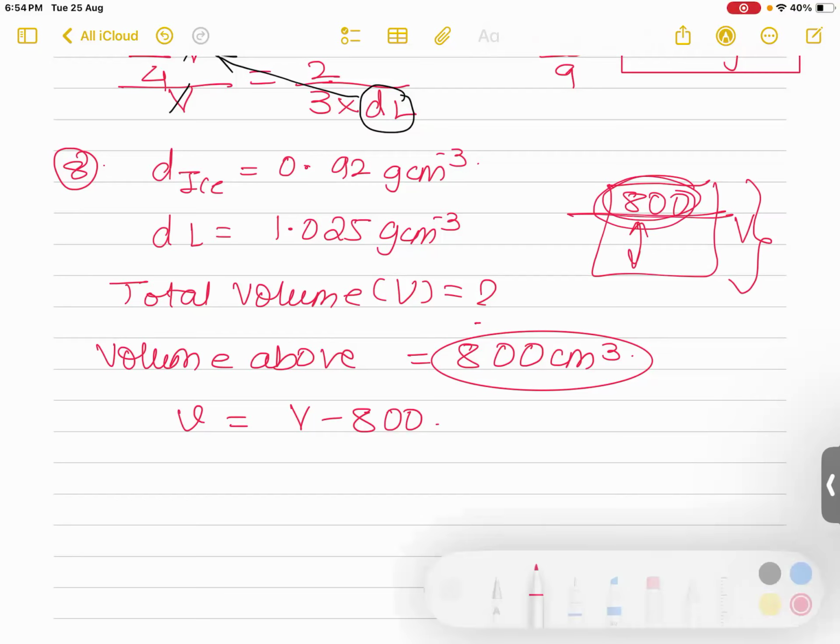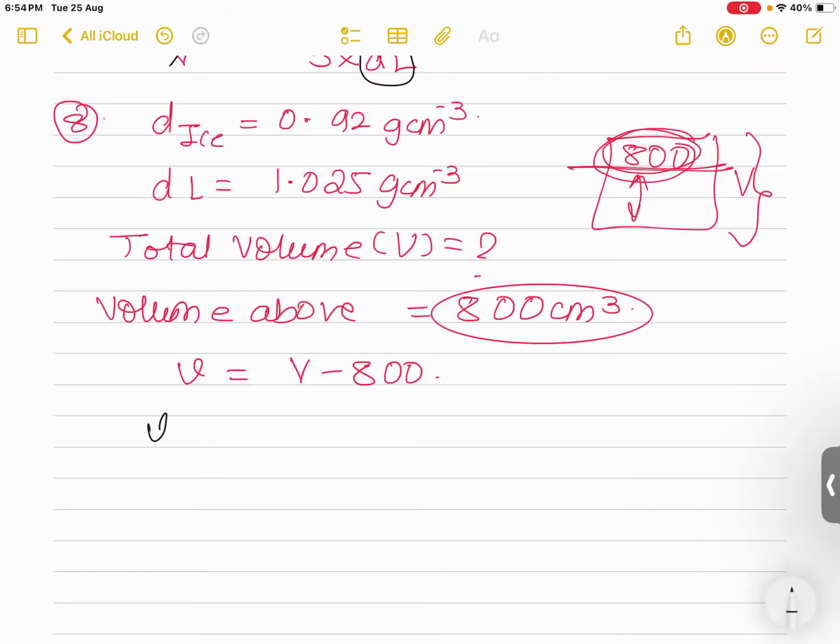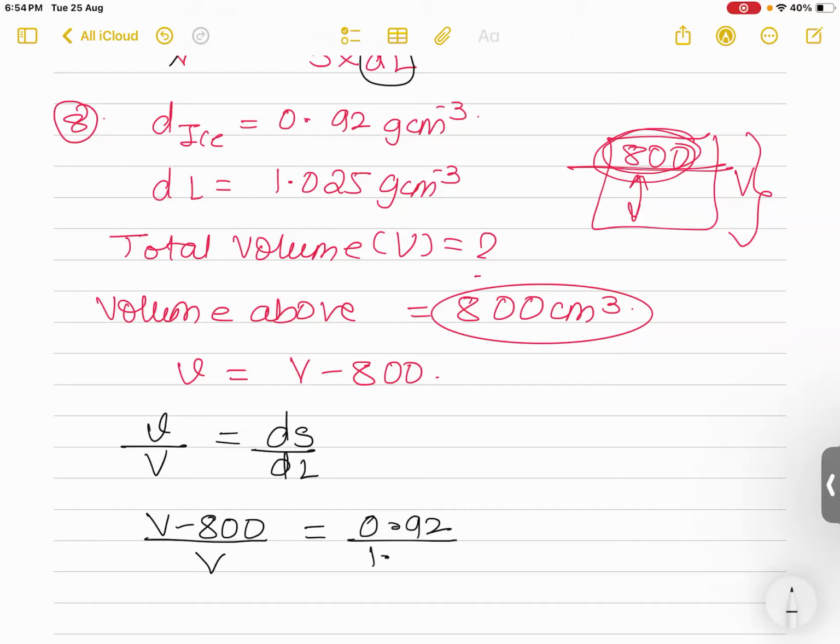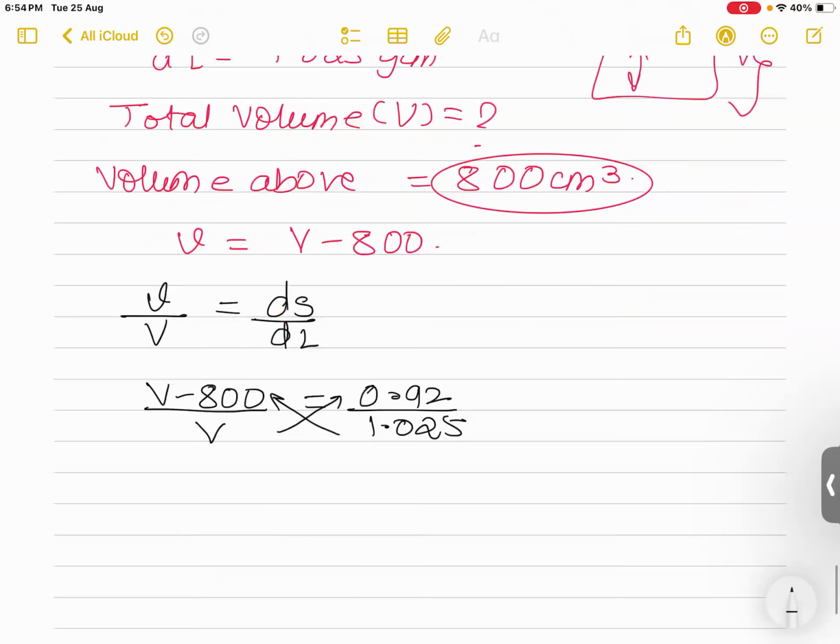Let's try to substitute in the formula. We have small v upon capital V equals density of solid upon density of liquid. Small v is V minus 800 and capital V is V as it is. Density of solid is 0.92. Density of liquid is 1.025. We cross multiply, guys. So when we cross multiply, this will be 1.025 times (V minus 800) is equal to 0.92 V.